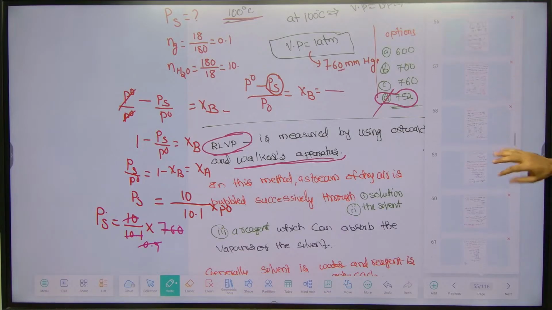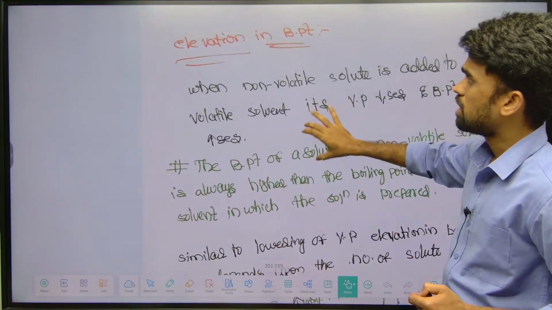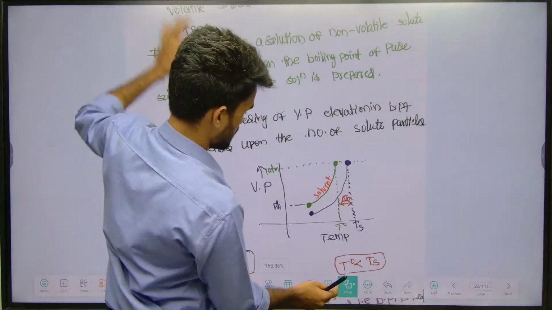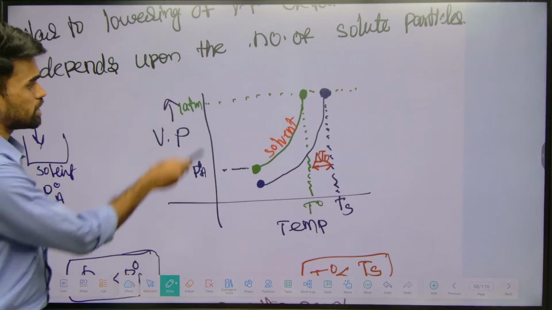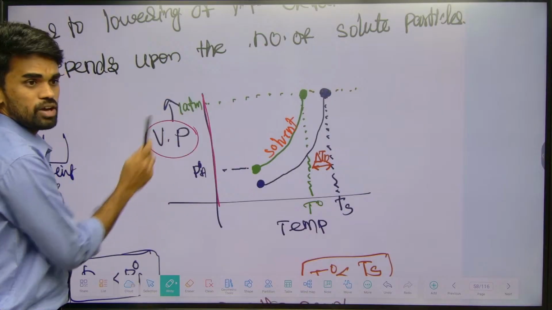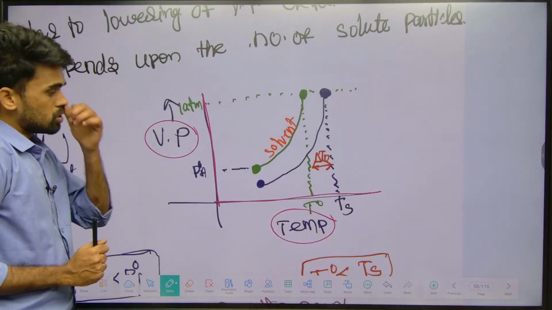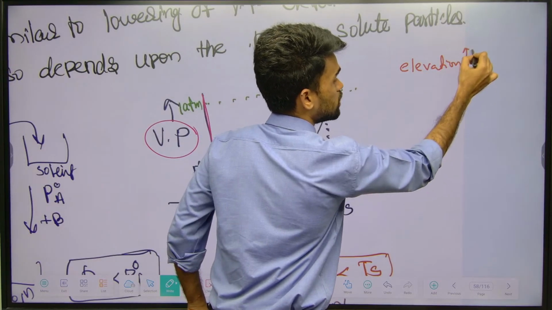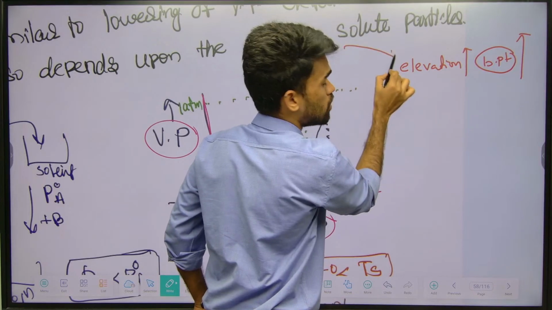Okay, next. There are many questions we can solve after completing this session. So the next one is elevation in boiling point. Let us see. Look at this graph. See what I have taken here? Vapor pressure, and here I am taking temperature. Elevation means the boiling point of a solution gets increased by the addition of non-volatile solutes.